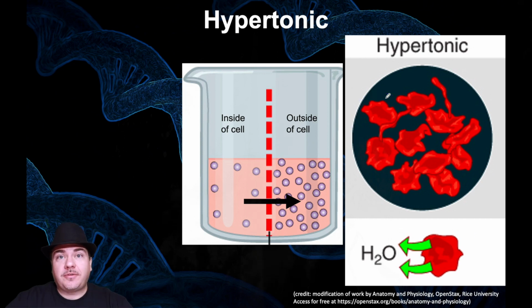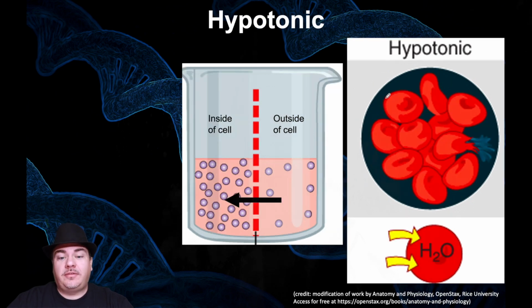Let's say we do the opposite. Instead of taking a red blood cell and putting it in a hypertonic solution, let's say we take that red blood cell and put it into a solution that has a lower concentration of solute compared to your red blood cell. For example, let's say we take the red blood cells out of your bloodstream and put them into a beaker of pure distilled water. Pure distilled water would have less solute outside the cell compared to inside the cell.